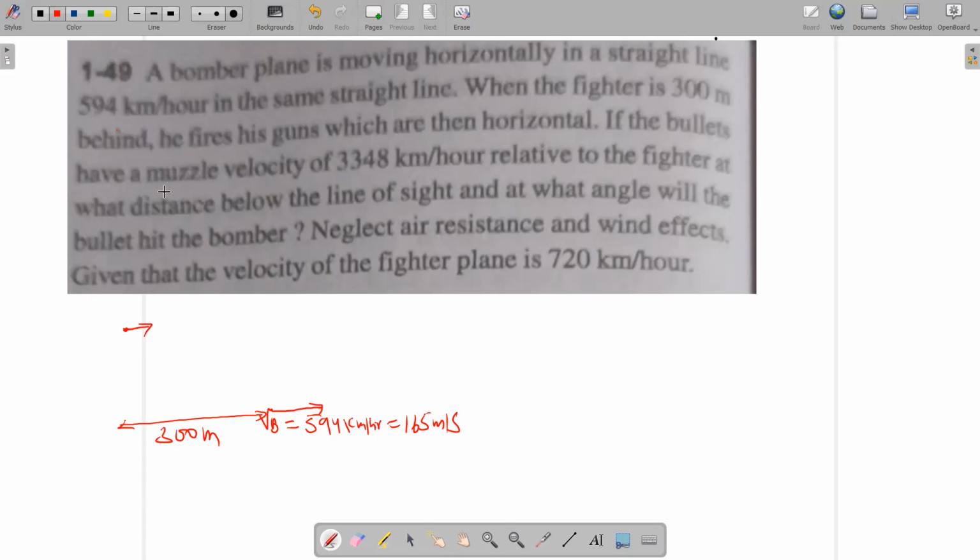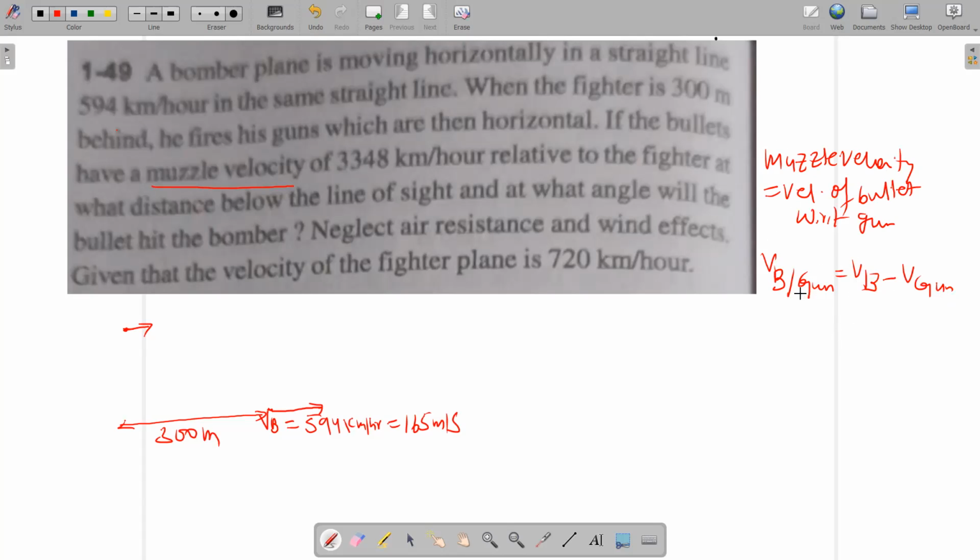If the bullets have a muzzle velocity, muzzle velocity means velocity of bullet with respect to gun. So that muzzle velocity is given. That is given as velocity of bullet minus velocity of gun. So the velocity of bullet with respect to gun is given. That is the muzzle velocity.